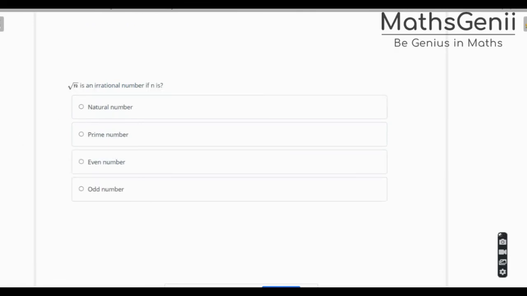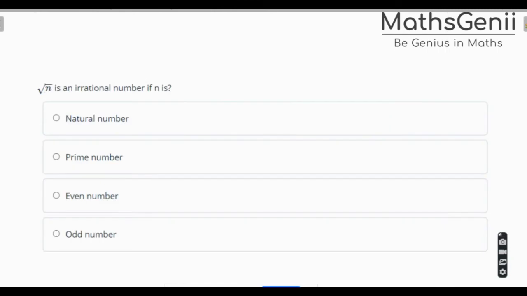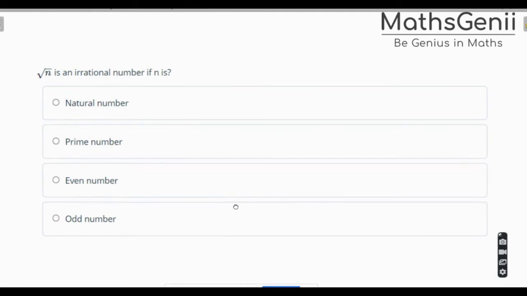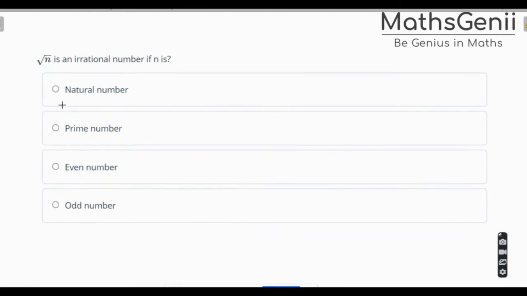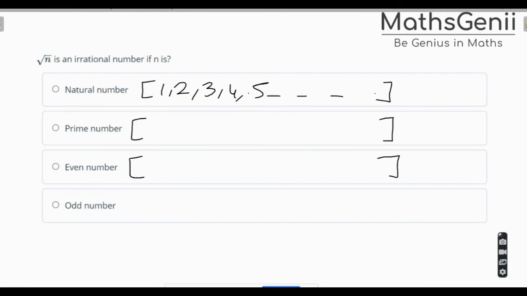Again, now look at this question. Root n is an irrational number if n is a natural number. Natural numbers can be anything: 1, 2, 3, 4, 5. Prime numbers, we will come to prime numbers at the end. Even numbers are what? 2, 4, 6, 8. What are odd numbers? 3, 5.